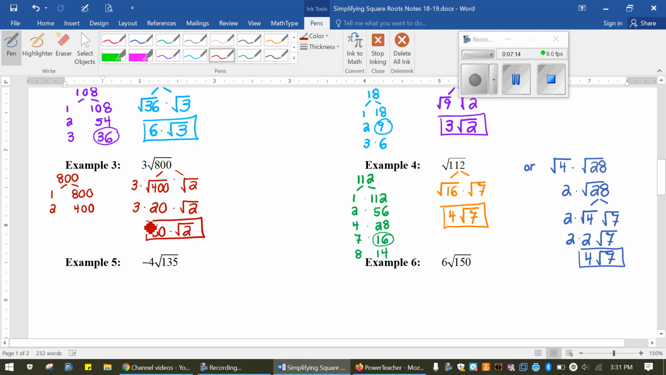All right, I'm going to pause the video now, and I want you to try number 5. I want you to build that factor tree for 135 and find the biggest perfect square factor that will go into that, and then try and simplify the same way that I just did in number 3.